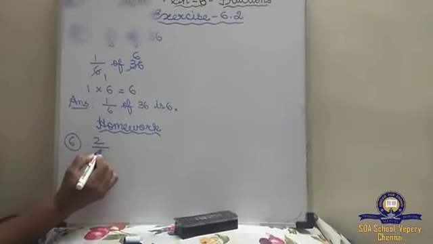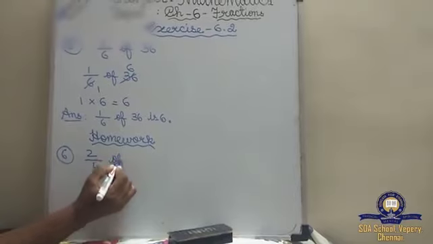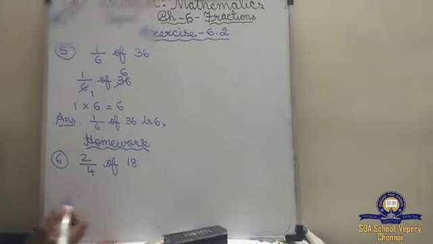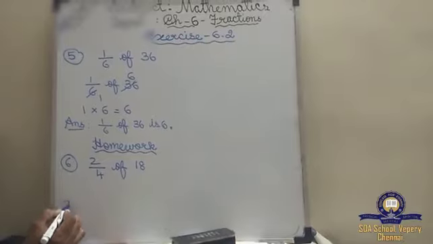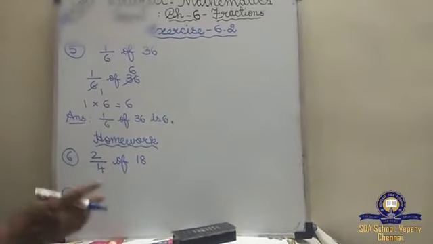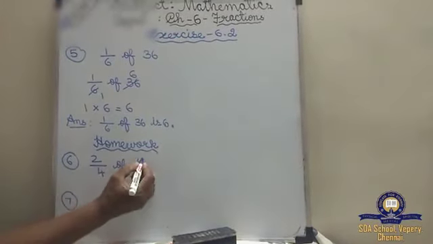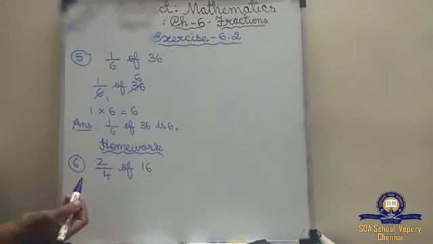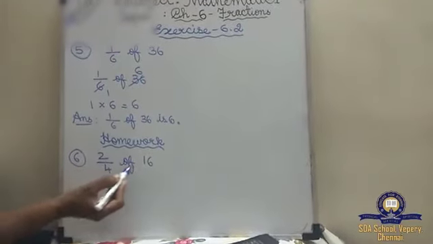2 by 4 of 18. And then what will come? Seventh sum. 2 by 4 of 16, ma.